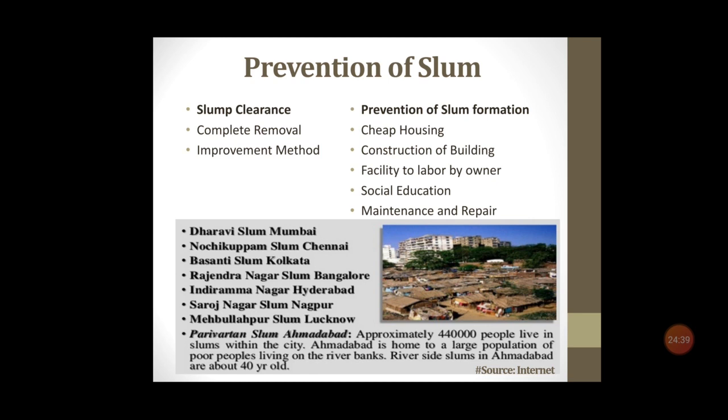Slum clearance is the complete removal improvement method, and prevention of slum formation means providing cheap housing, construction of buildings, facility to labor with honor must be given, social education must be given, because the slum may lead to some social isolation as well, and health aspects and hygiene is also one of the factors that will not be there in the slum, and maintenance and repair. So these are a few examples: Dharavi slum Mumbai, Nochikuppam slum Chennai, Basanti slum Kolkata, and Parivartan slum in Ahmedabad.